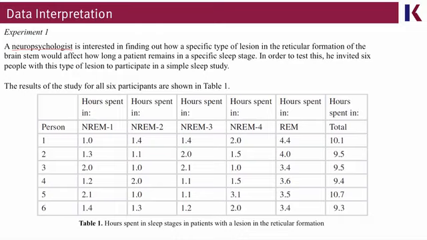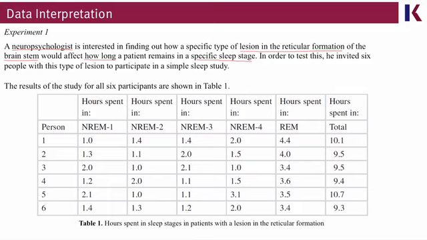In this case, the neuropsychologist is looking at a lesion in the reticular formation. We're told that that's a part of the brainstem, and the connection between that and how long a patient spends in a particular sleep stage. We're also told what this individual measures, and that's going to be time. We're looking at how long that patient is in that sleep stage. So to look for this association, the neuropsychologist invites 6 individuals with this kind of lesion to participate in a sleep study. And we see this information presented to us in Table 1.